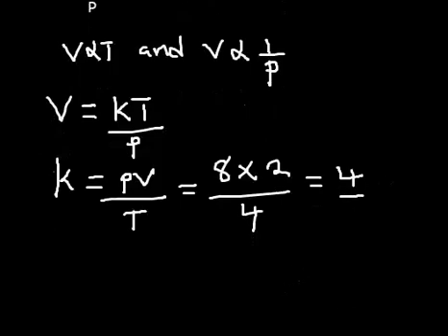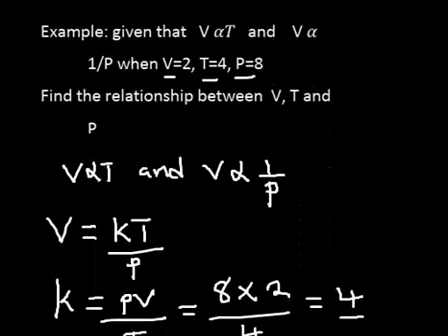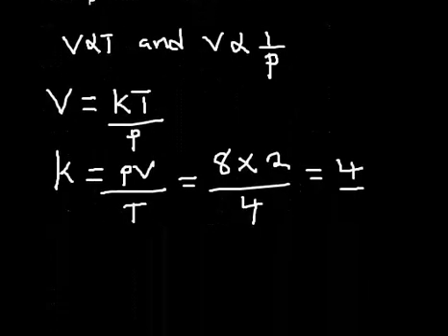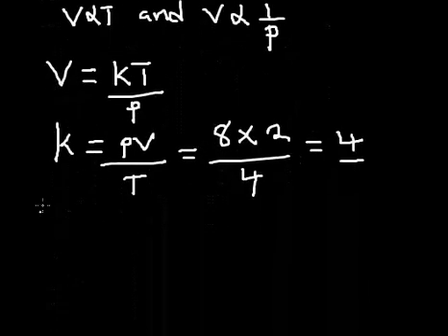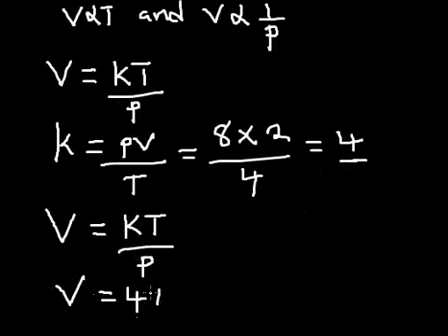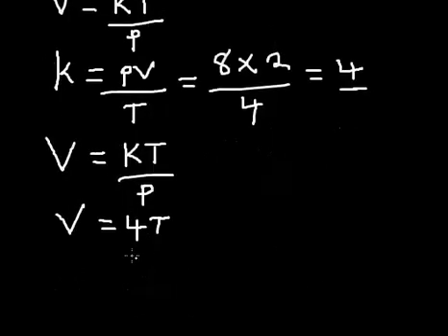So now let's solve, because once you get your k, you can solve the question. The question, find the relationship between v, t, and p, is very simple. The relationship between v, t, and p is given from the formula v is equal to kt all over p. The k I've actually gotten, so that means v is equal to 4t, all over p.